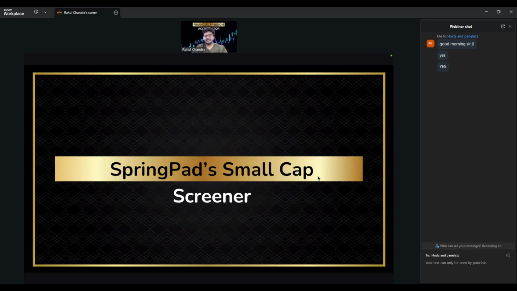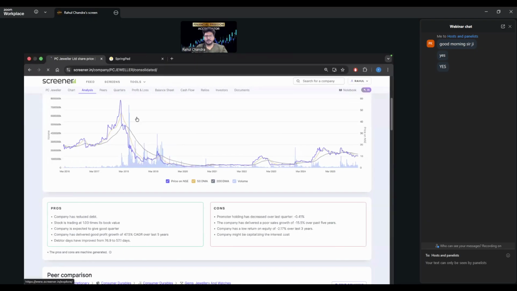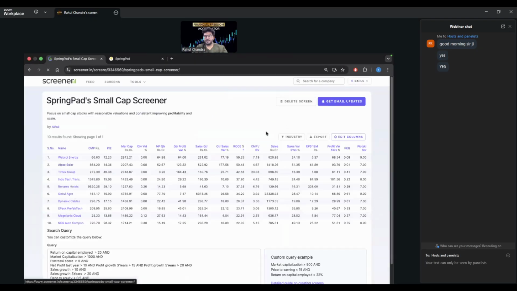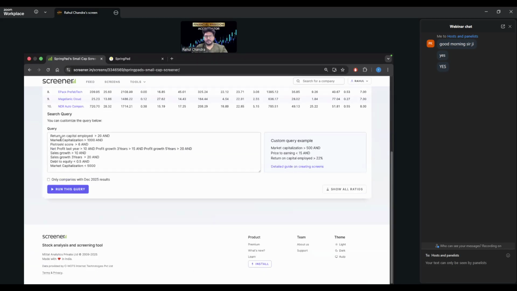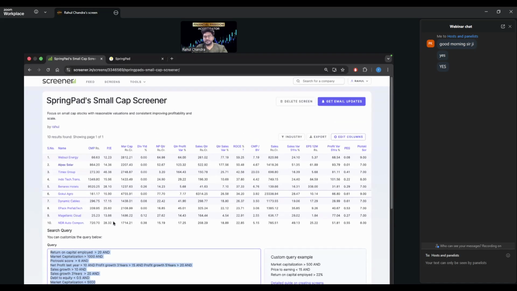I have created a SpringPads small cap stock screener. So this is how the screener looks. I have told it about all the important details that I want in terms of qualitative, in terms of growth, in terms of capital efficiency, everything. And it is giving me a list of stocks. As of now, it is giving me 10.